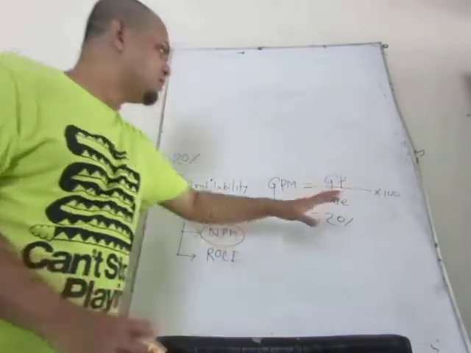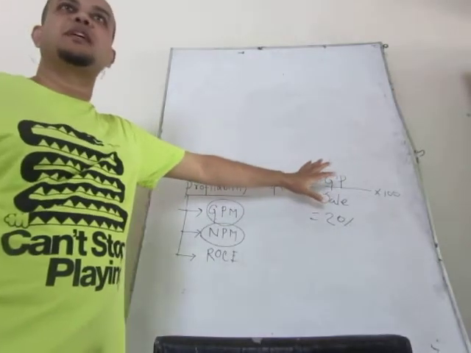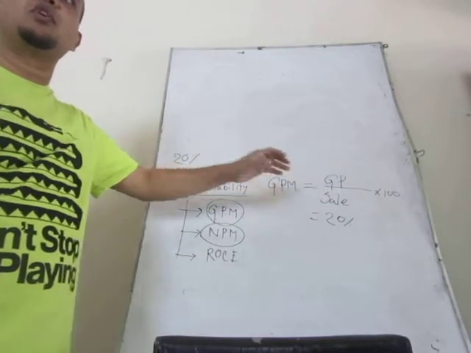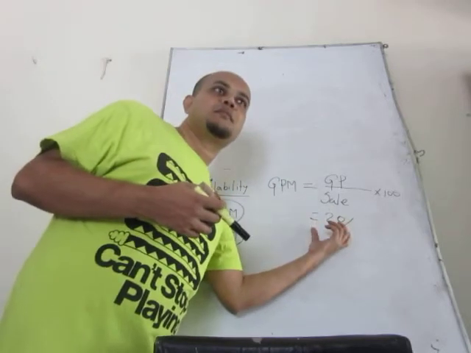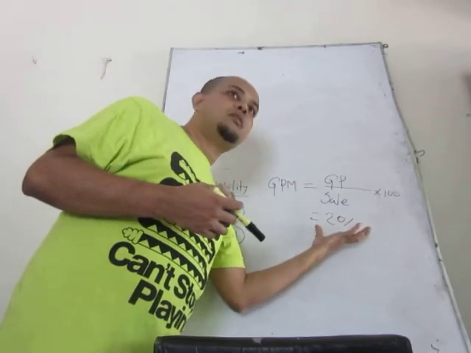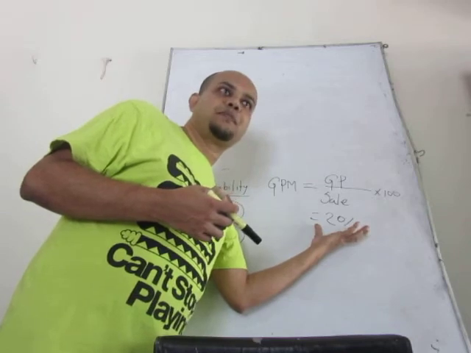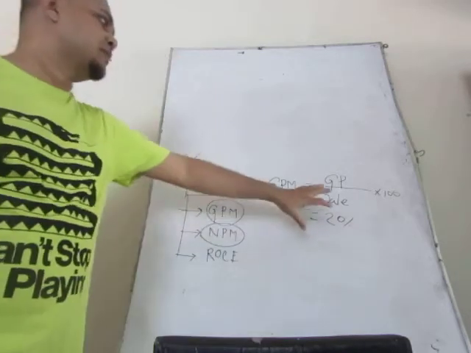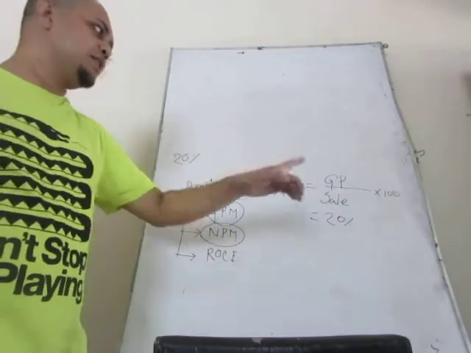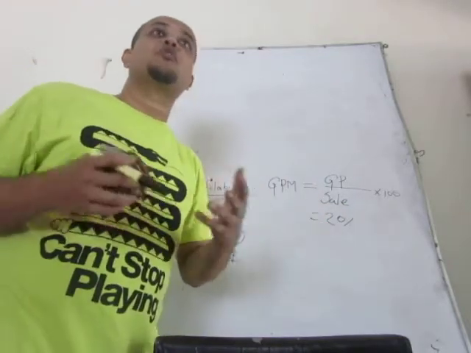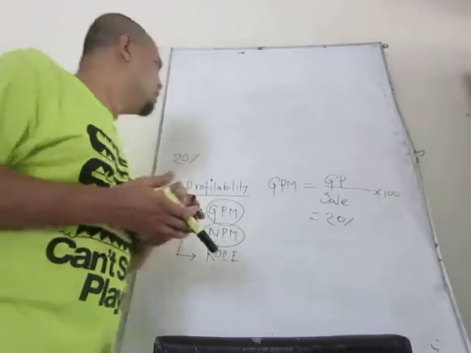Clear? So it is very easy to memorize this. But the fact is, we have to make ourselves clear about the representation of this. What does this 20% represent? So 20% means that within each $100 of sale, you are generating $20 as a kind of gross profit, right?